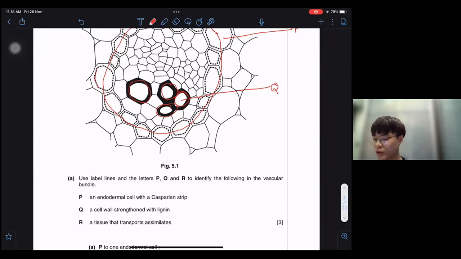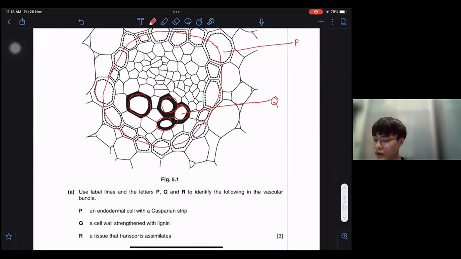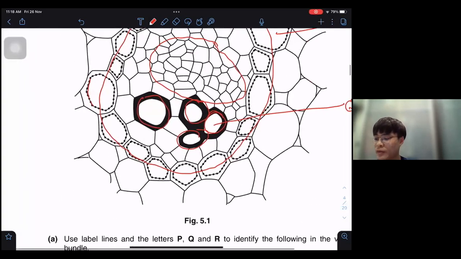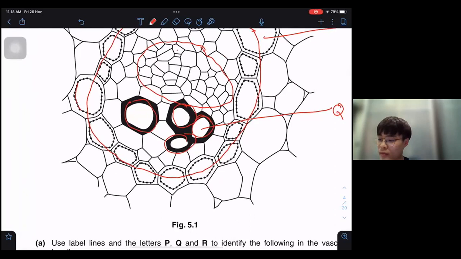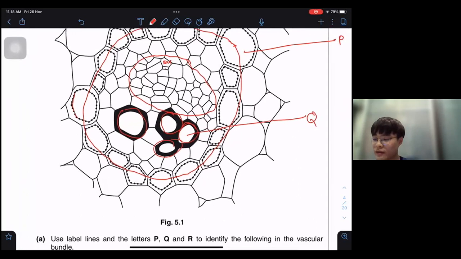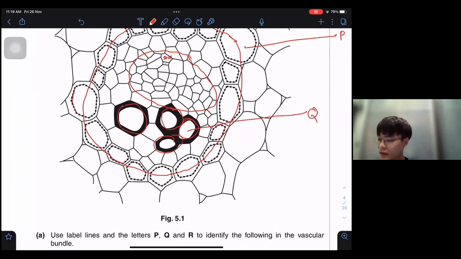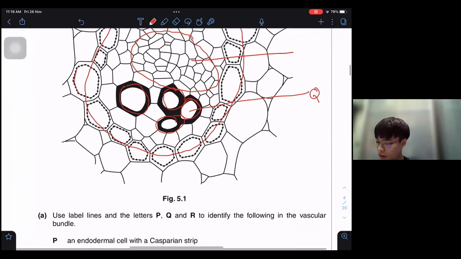And R, a tissue that transports assimilate. This means phloem tissue. Since it's mentioned that it's phloem tissue, we have to circle the whole part to show that it's a tissue. How I know this part is phloem tissue is that you can see one big cell and one small cell. The big one is the sieve tube, while the small one is the companion cell. We can recognize phloem tissue this way, by finding a big cell and a small cell attached together. So for this one, I will label it as R.